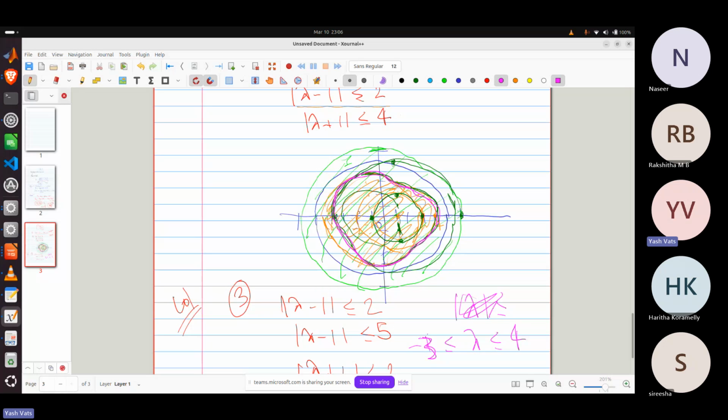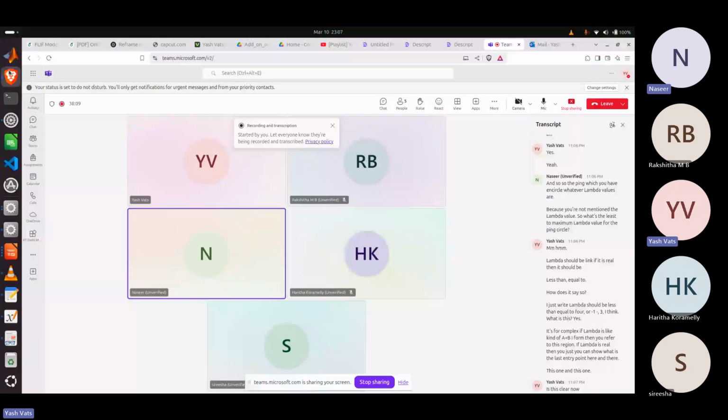It's for complex. If lambda is of the form a plus bi, then you refer to this region. If lambda is real, then you can show what is the last entry point here and here, this one and this one. Is this clear now?